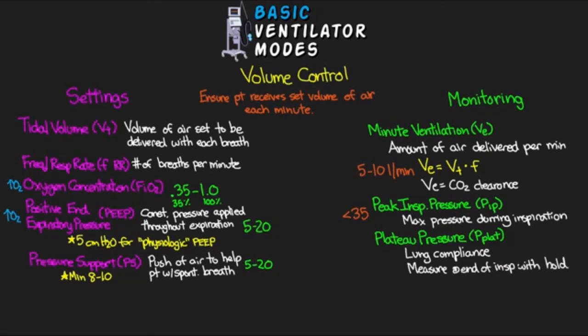We really want to be shooting to have our plateau pressure under 30, and this is to help prevent barotrauma. So important to know, plateau pressure means lung compliance. If we see an increasing plateau pressure, this can signal that there's some sort of problem with our patient's lung compliance. All right, so those are the settings and some of the major important things that we want to be monitoring for in terms of numbers on the ventilator.